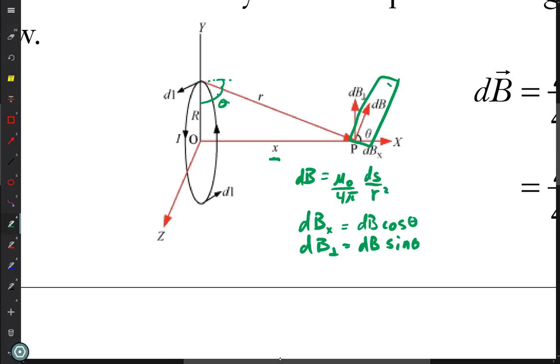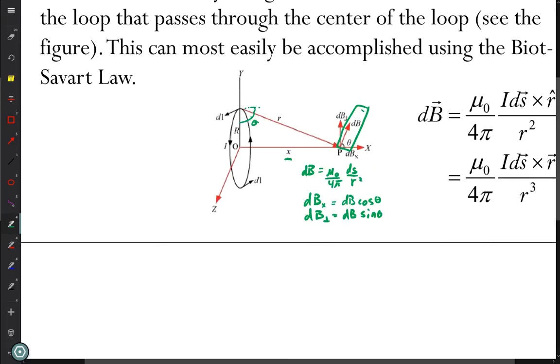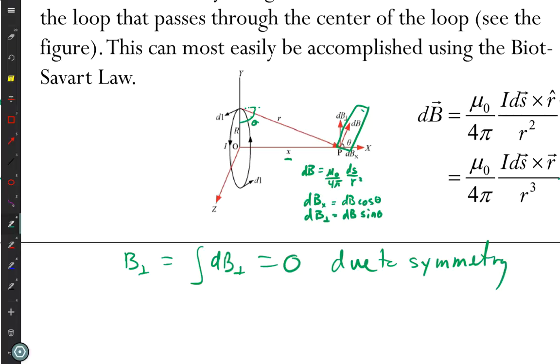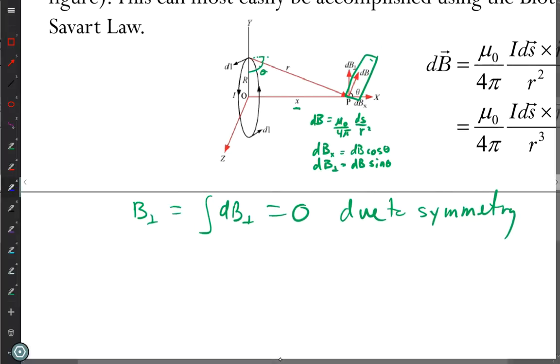But then from symmetry, we can say, when you integrate it out, B perpendicular equals the integral of dB perpendicular equals 0 due to symmetry. So I'm not going to do that, because I can make a nice, good symmetry argument, and I'm pretty sure everybody can see that symmetry argument in their head. Don't need a long lecture on what that means. So now I just have to do dBx.